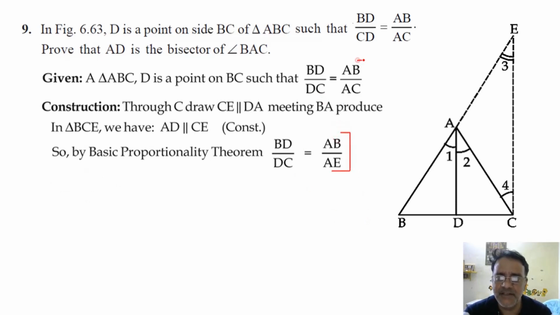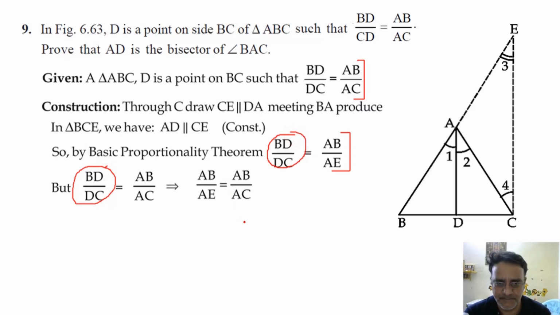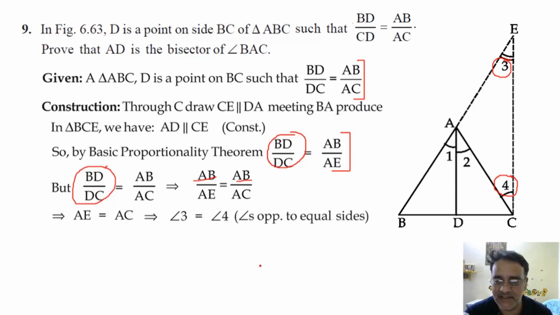Now, but this is given. If you see carefully, the left hand side of both are same. So right hand side also will be equal to each other. And we will eliminate the numerator. So this will imply AE is equals to AC. And that will imply angle 3 is equals to angle 4. Why? Angles opposite equal sides are equal. Very good. Angles opposite to two equal sides are equal.